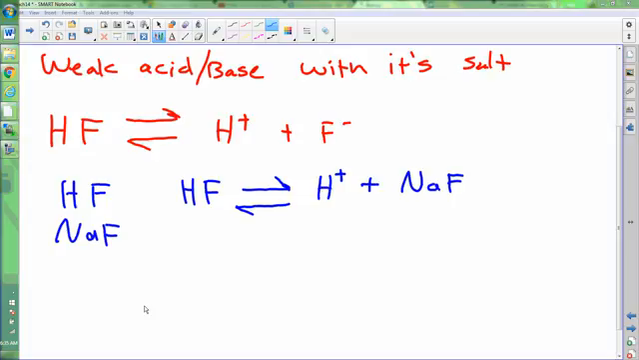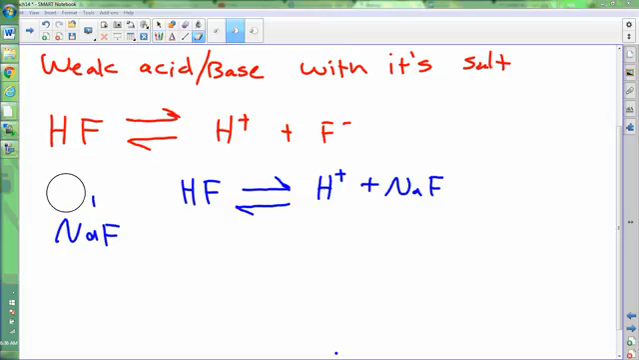We know really we should write this out as Na. Well, now let's keep it as NaF so we don't get confused here. Let's see this over here. Alright, so we've got HF on one side, the hydrofluoric acid on one side. We've got H+ ions in solution. We've got some of this NaF here.